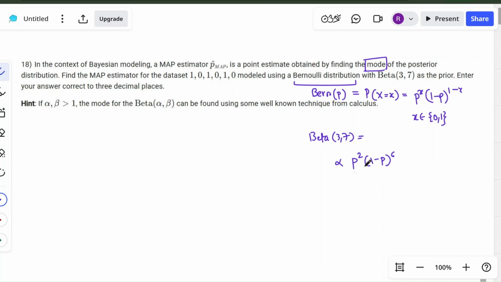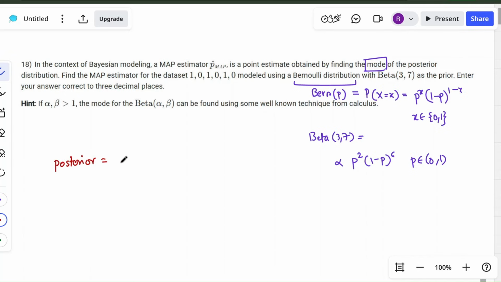And why am I writing p here? I'm writing p because it is the prior. The prior basically is a distribution on the parameter. What is the parameter here? p is the parameter here. And the prior is a distribution on the parameter. That's why I'm writing p here. Now, what is the likelihood? Or sorry, what is the posterior?